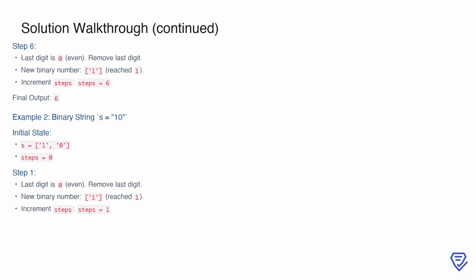Now, let's look at another example with the binary string s equals 10. Initially, s is represented as 1, 0, and the step counter is 0. In the first step, the last digit is 0, which is even, so we remove it.